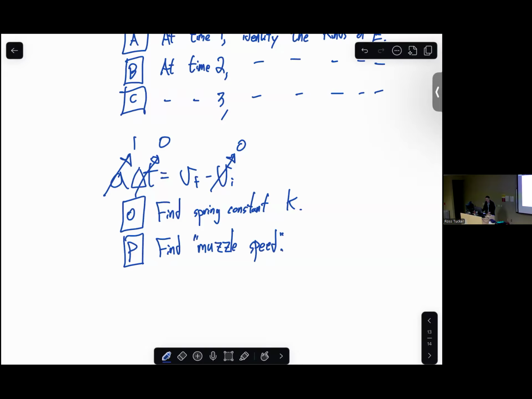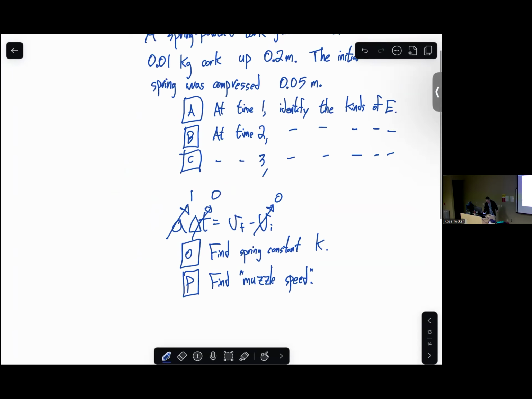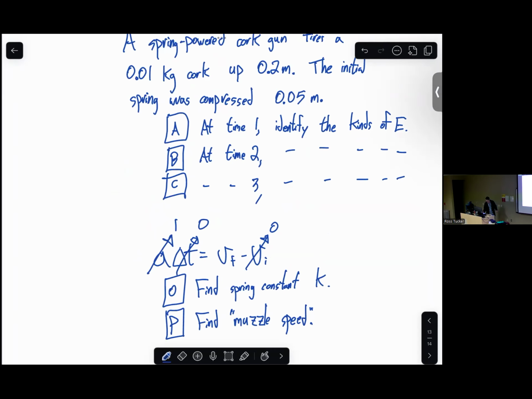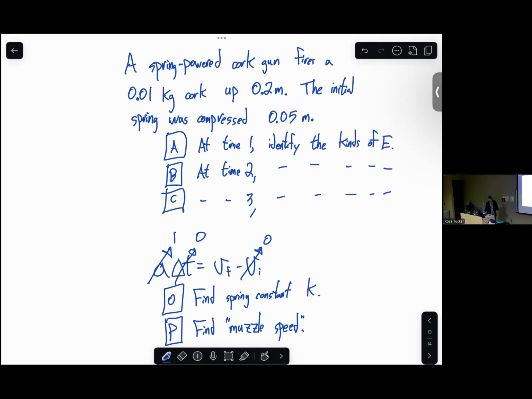If you can do this, you can do anything I give you, because it's all the same problem, just with different words. Again, based on what I've given you, you can find the spring constant and you can find the muzzle speed. Do that. Plug E in, solve.